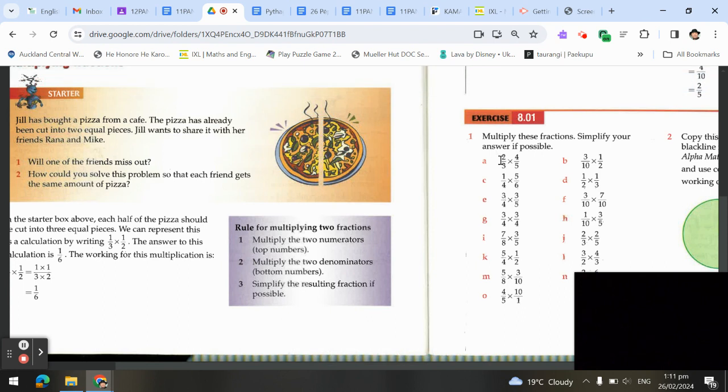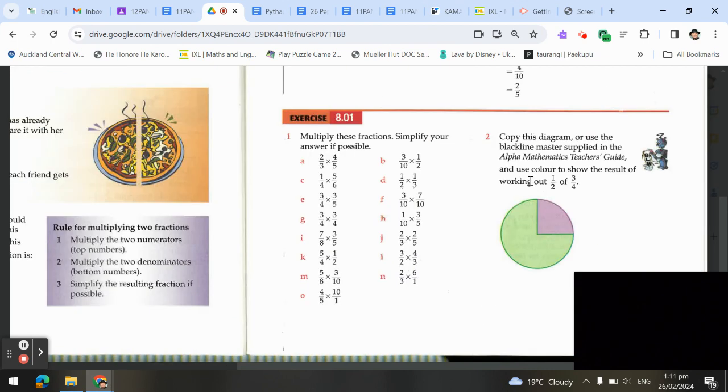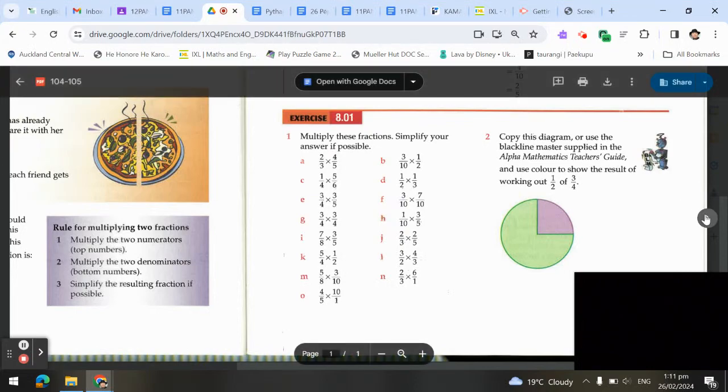Another example, 2/3 times 4/5. 4 times 2 is 8. 3 times 5 is 15. 8 over 15 is the simplified multiplication of those two fractions.